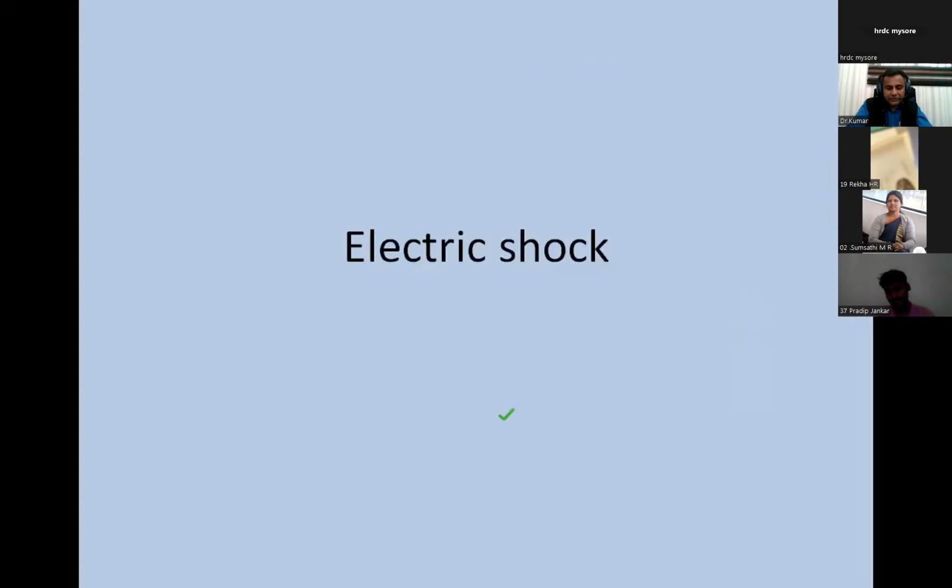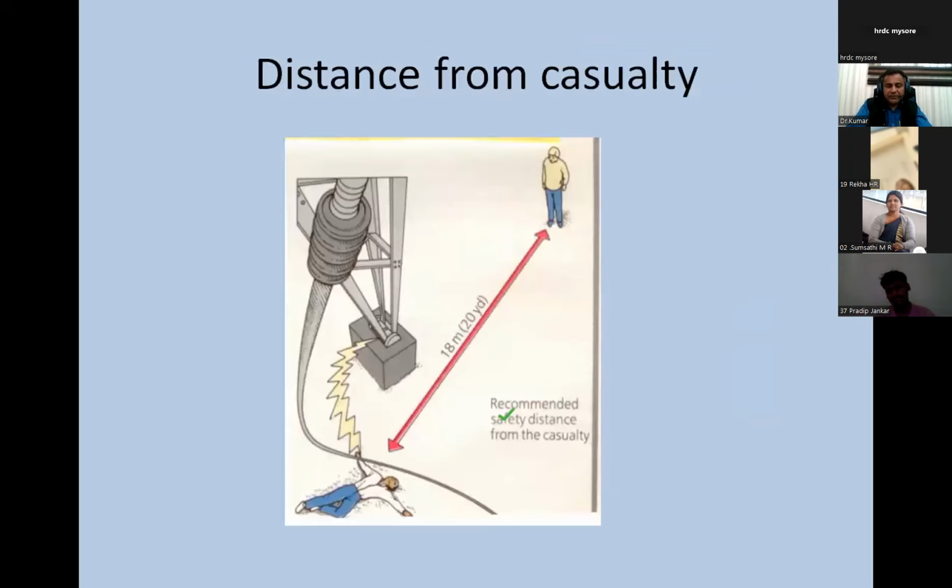And electric shock. This is again one of the disasters. We cannot consider it a disaster as such, but generally we need to have knowledge regarding electrical safety. One thing to be remembered: in case of any high voltage electric shock, please don't go near, and don't try to save. It is not possible to save, and nobody can survive a high voltage electric shock.